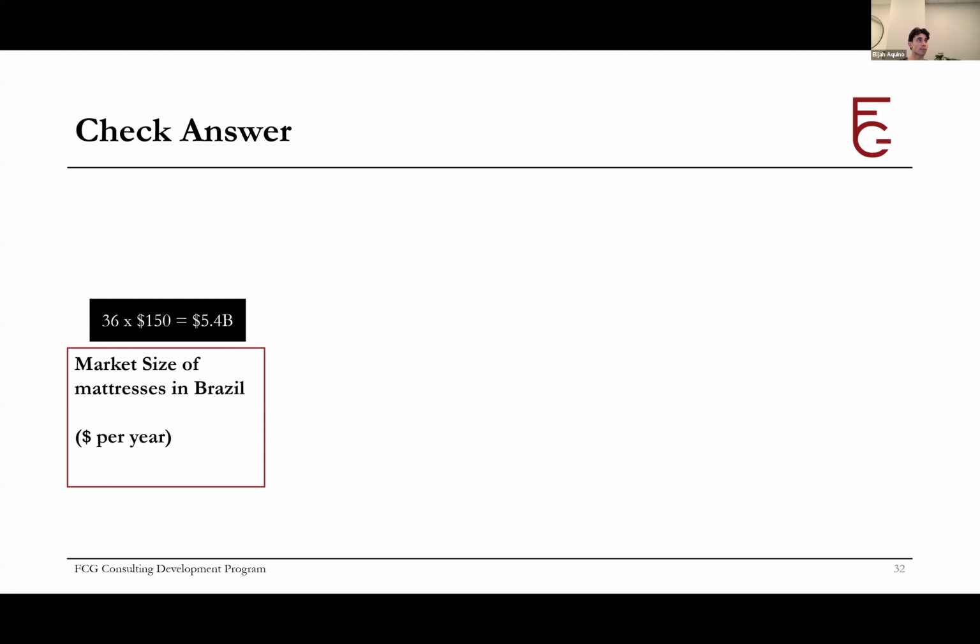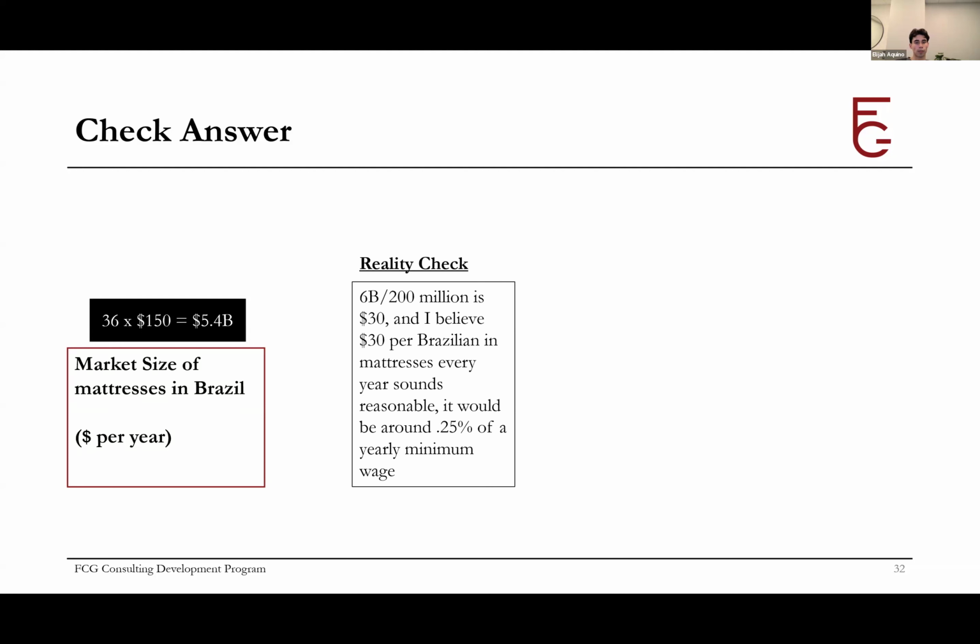And then we multiply that by the price. We'll do $100 here. That gives us about $40 billion. And if we take somewhere around 10% of that, that gives us the market size in Brazil. I think that's fair. Here, what I did is 600 billion divided by 200 billion, the total population, which gives us about $30. And I think that's pretty reasonable per year.